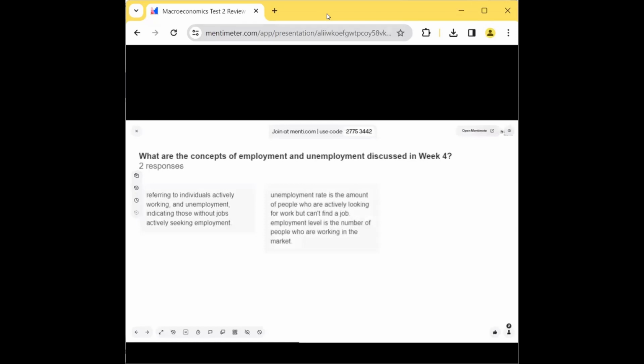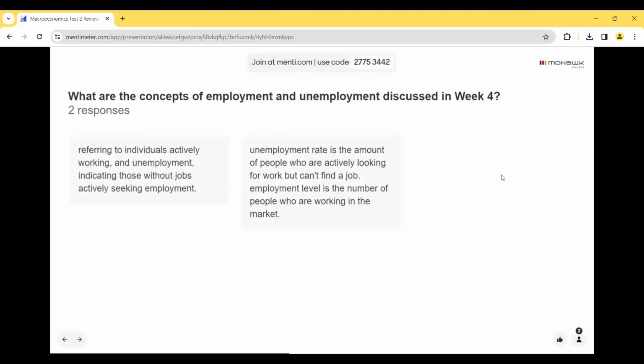So employment is referring to individuals actively working, and unemployment indicating those without jobs actively seeking employment. Yes. Unemployment rate is the amount of people who are actively looking for work but can't find a job. Employment levels, number of people who are working in the market. Yes.